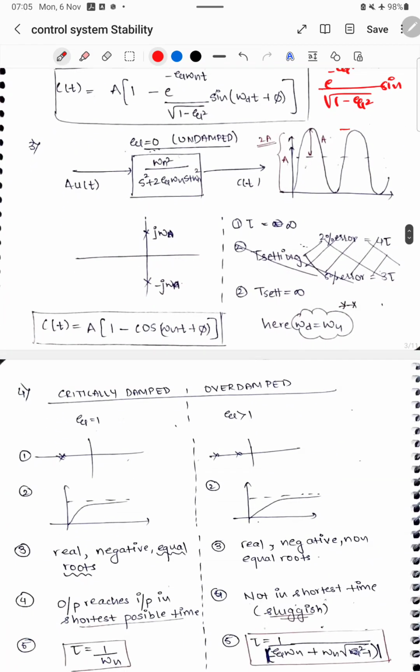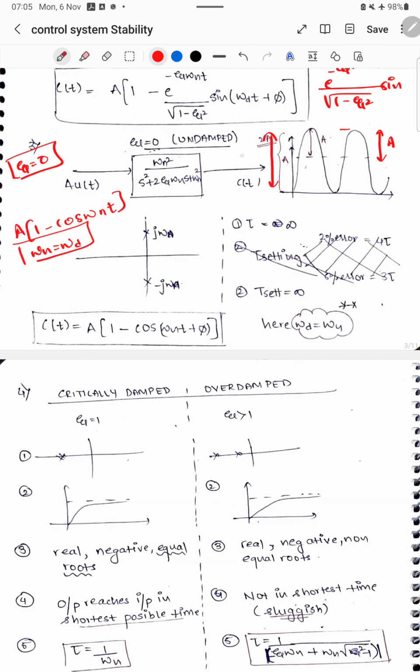For undamped, it is a into 1 minus e to the power minus zeta omega n t, and for undamped zeta is 0. So it is 1 minus e to the power 0, and e to the power 0 comes out to be 1. So the expression comes out to be a into 1 minus cos omega n t, because for undamped omega n is equal to omega d. One thing to notice here: the maximum peak overshoot can be a, so the maximum magnitude of the undamped signal is 2a.